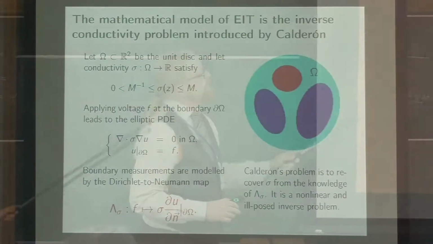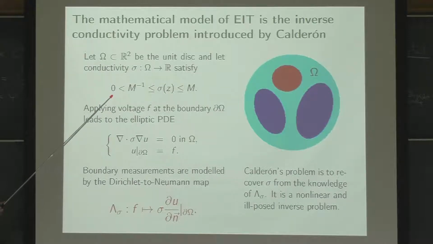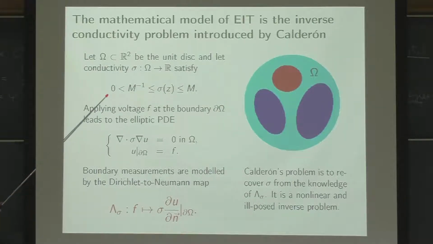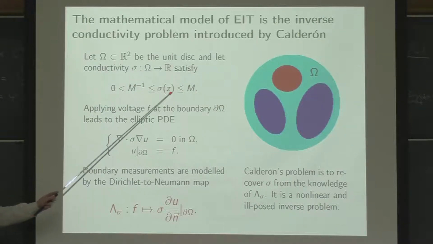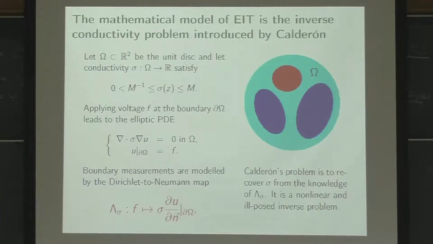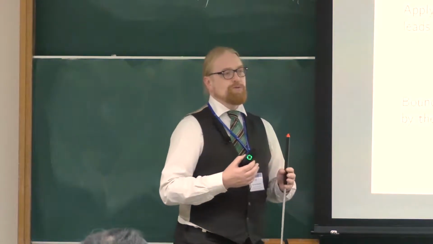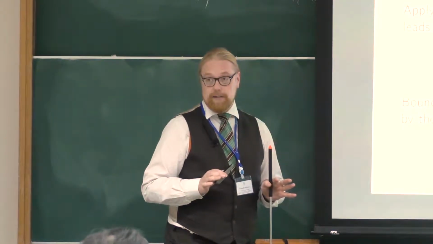Inside the unit disk, we have a function sigma, which is electric conductivity. In this talk, I will take it to be strictly positive and bounded from above. With these assumptions, when we look at this so-called conductivity equation, this is an elliptic partial differential equation, and actually, like I just said, we are feeding currents and measuring voltages. That's what's done in practice.